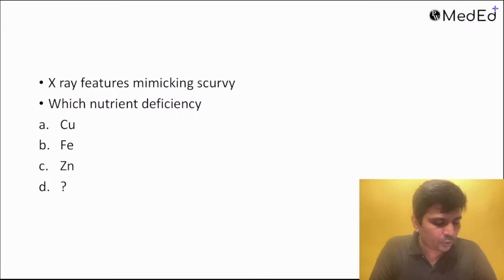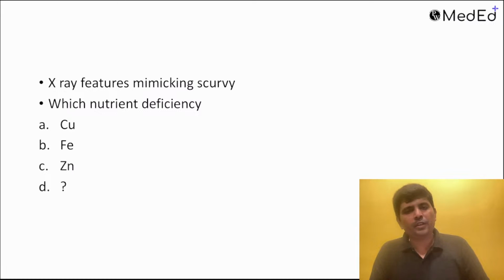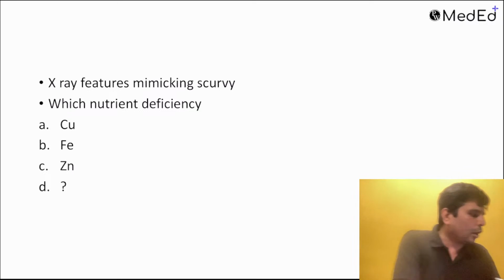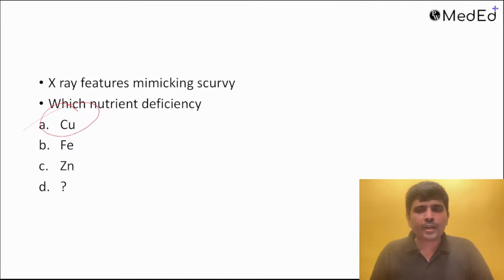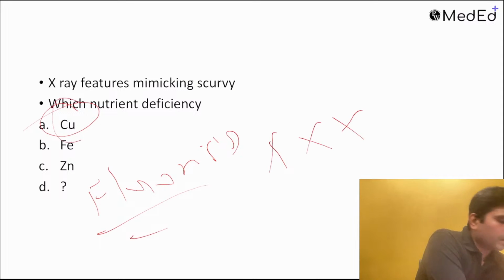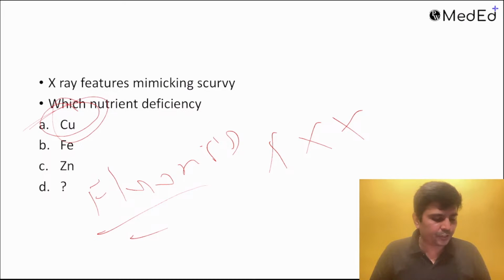Very good. No, it is not fluorosis. It is not at all fluorosis. One of my students also had marked fluorosis. Definitely, it is not fluorosis. Anemia, neutropenia, depigmentation, radiological changes resembling scurvy, unless otherwise proved, it is copper deficiency. So even when you say fluorosis, it is definitely not the answer. Fluorosis is wrong. Copper deficiency is the correct answer.